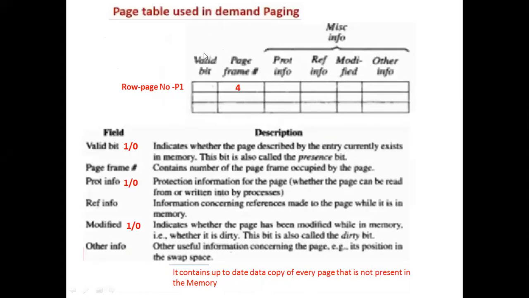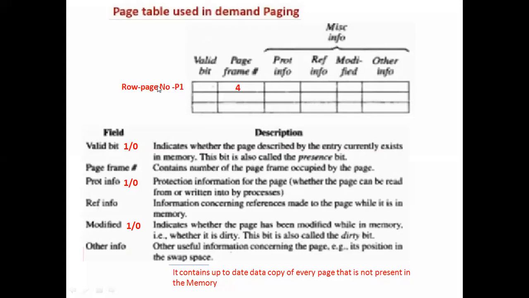So what are the various fields involved in the page table, which helps in address translation in demand paging? We make use of this page table. Here we have 6 fields. First, all these rows indicate the page number.